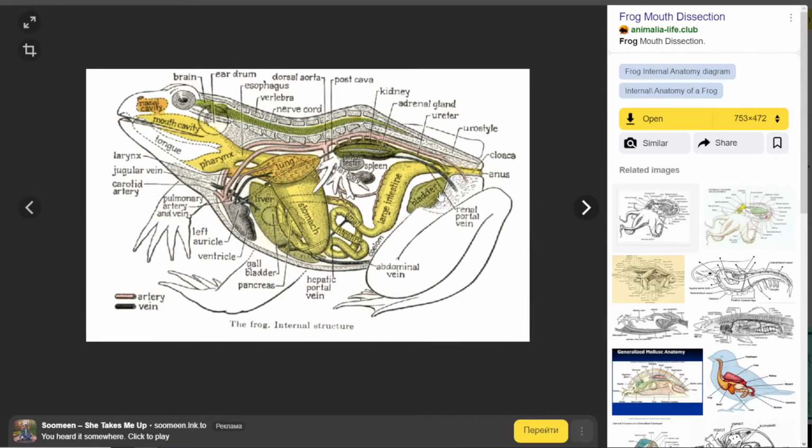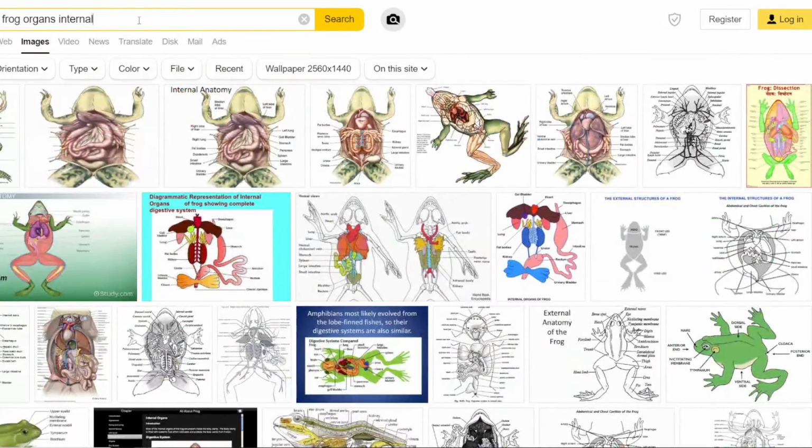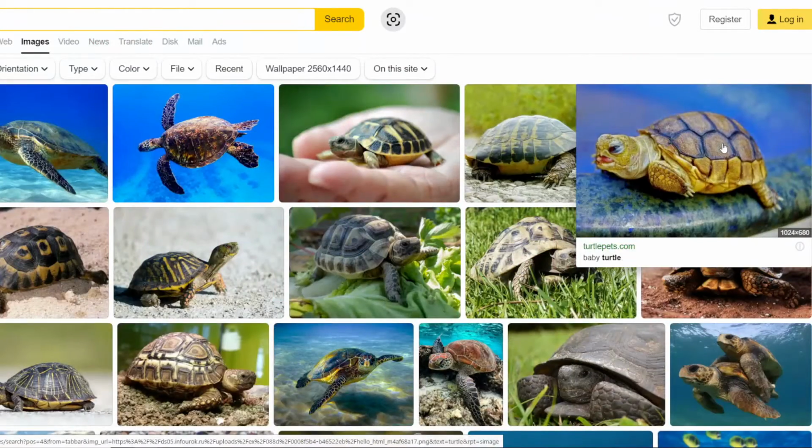Here's another one. Yep, bladder, anus. Oh, they go cloaca. Interesting. There's a heart. So around there, and brain up here. Spinal cord running through. They all have this spinal cord. Same thing with the snake. Now let's go to turtle.